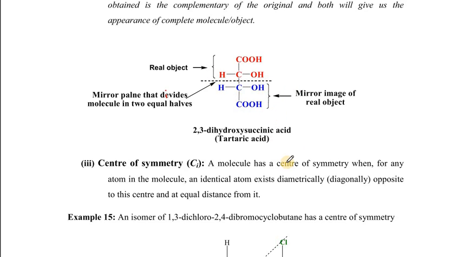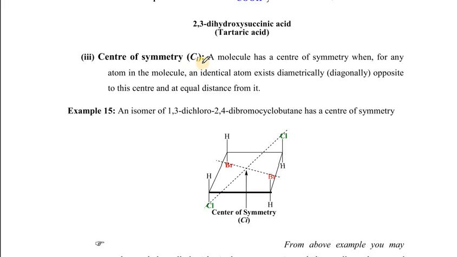So next element is center of symmetry, Ci. Center of symmetry is a point in a molecule from where if we move in opposite directions, then at equal distance we get the same atoms. That is, if in this molecule this is the center, and we move towards this direction, then Cl is present. At equal distance, if we move in the opposite direction, we must get this atom. So this is the center of symmetry.